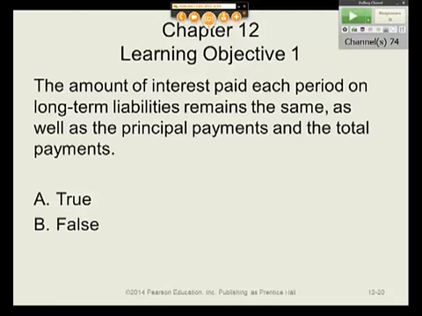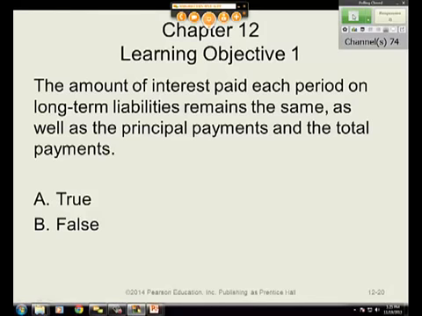All right, so the first question you see there says the amount of interest paid each period on long-term liabilities remains the same, as well as the principal payments and the total payments. So this one should be easy. Should be easy, but we want to discuss it if it's not.